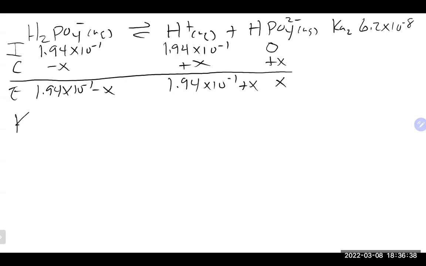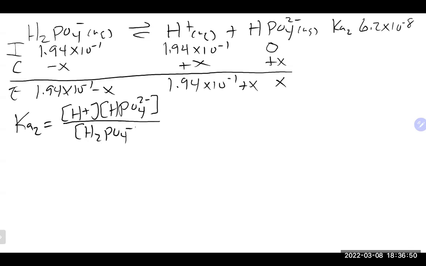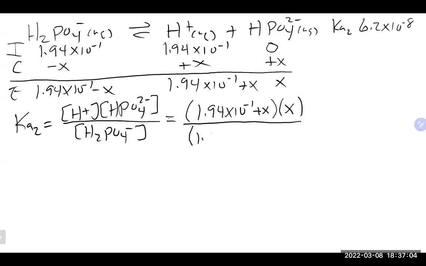This would go into our Ka2 expression, which would be our H plus times our HPO4 2 minus, divided by our H2PO4 minus. And that would be basically, in this case, 1.94 times 10 to the minus 1 plus X on top, times X, divided by 1.94 times 10 to the minus 1 minus X on the bottom, and that would equal our 6.2 times 10 to the minus 8. Any questions so far?